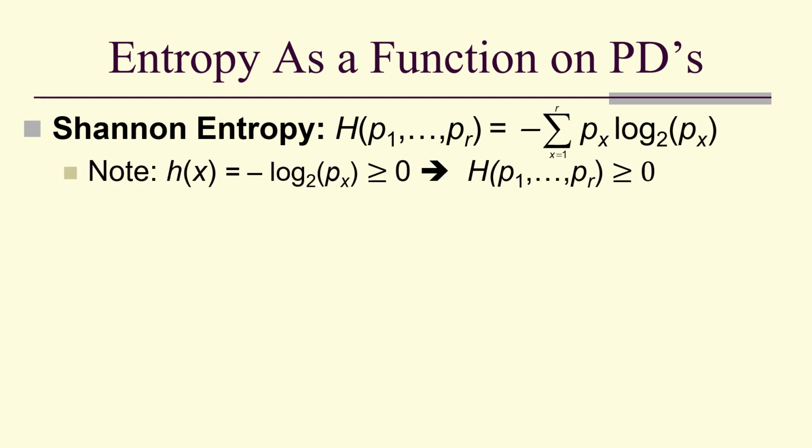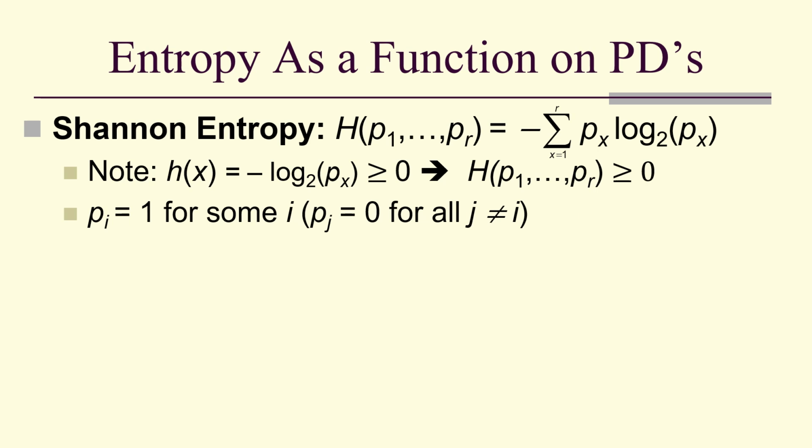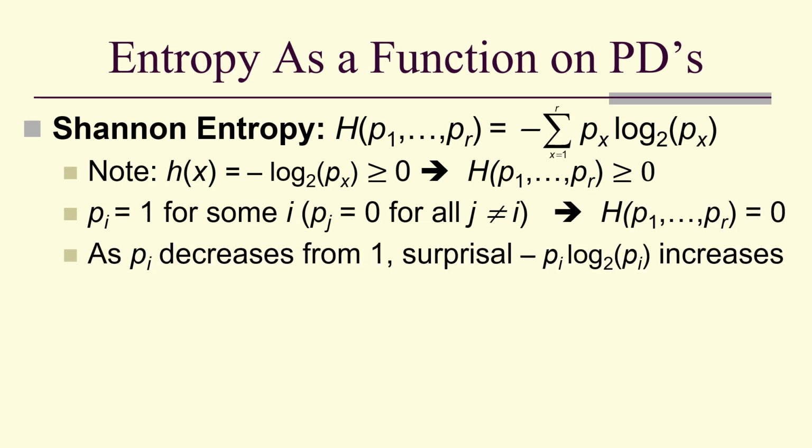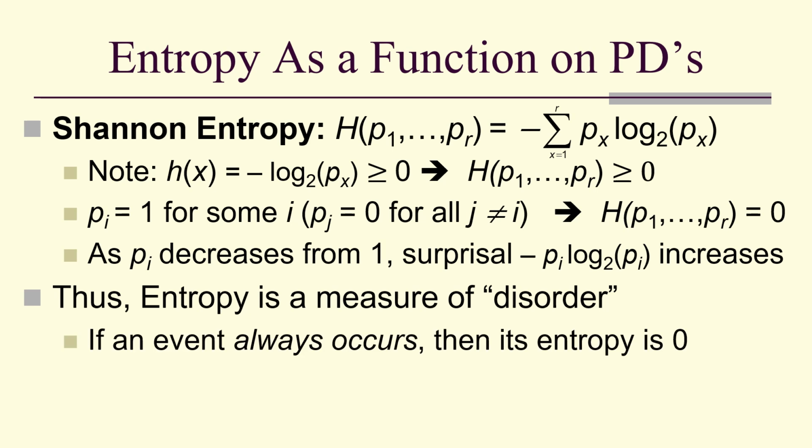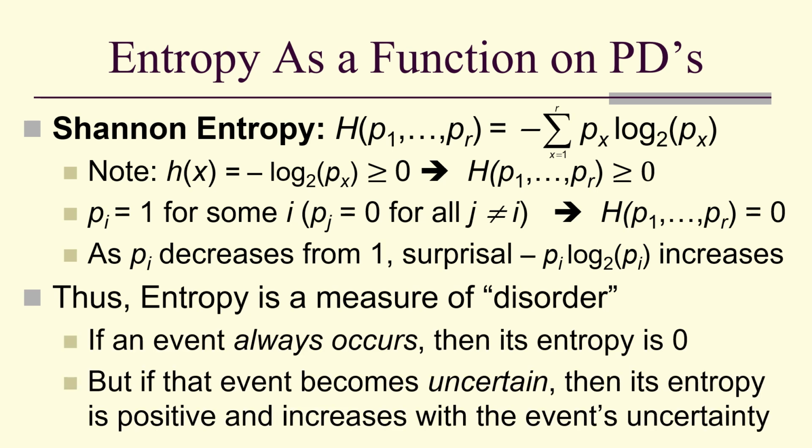Notice that self-information is non-negative, so entropy is non-negative. And what if we had p sub i as 1 for some i, which would have to force all the other p's to be 0? Well, then our entropy would be 0. And as p sub i decreases from 1, the surprisal increases. So entropy is a measure of disorder. If an event always occurs, its entropy is 0. But if that event becomes more uncertain, its entropy is positive and increases with the event's uncertainty.